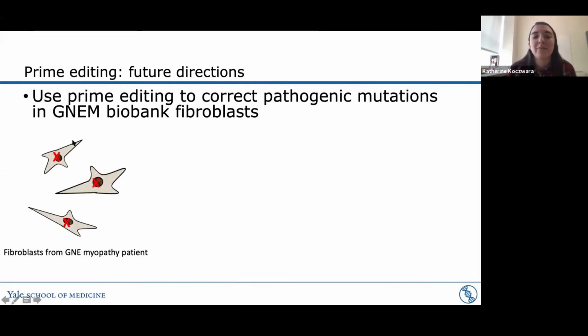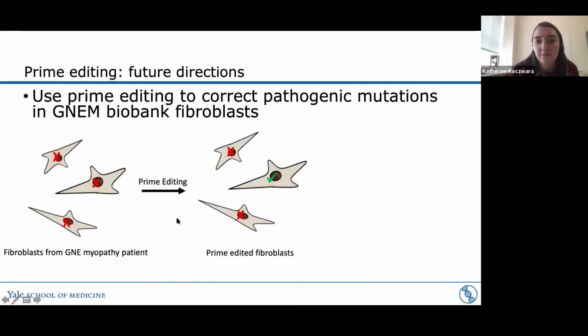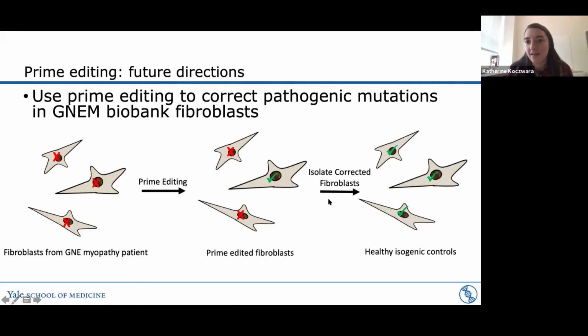So in this case, I would have the fibroblasts from a GNE myopathy patient that have the mutation in the DNA that causes GNE myopathy. I would treat them with our prime editing constructs, and hopefully a subset of them would then have the mutation corrected to a healthy GNE sequence. And then I can take this healthy corrected cell, isolate it, and grow it out to have a population of corrected fibroblasts or isogenic controls. And it's really useful to have these healthy isogenic controls because we can see within the same genetic background what the cell looks like if it has the GNE myopathy causing mutation versus what it doesn't. So it's just another one of these cell model systems that will be extremely useful to have for research studies.